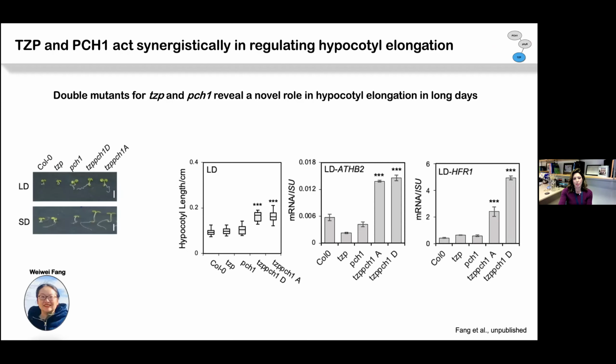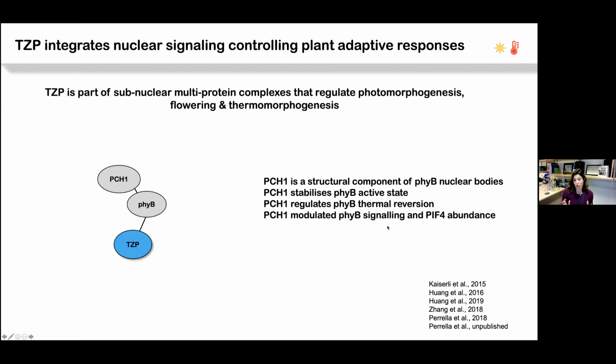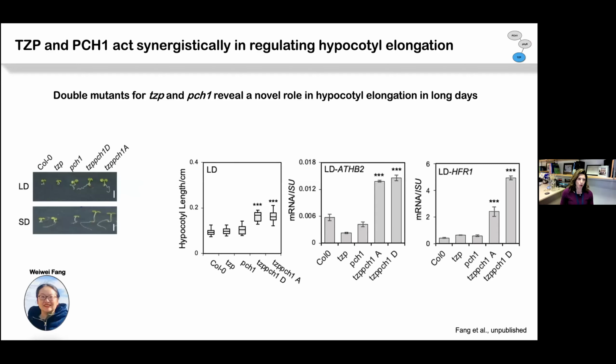So PCH1 has been shown to be a structural component of phyB nuclear bodies, and it's been shown to stabilize the phytochrome B active state and regulate phyB thermal reversion, as well as PIF4 abundance, which is basically one of the major regulators of hypocotyl elongation in response to light and temperature in Arabidopsis. Now, we've shown through genetic crosses and also generation of transgenic plants that TZP and PCH1 potentially have synergistic roles in regulating hypocotyl elongation in long days.